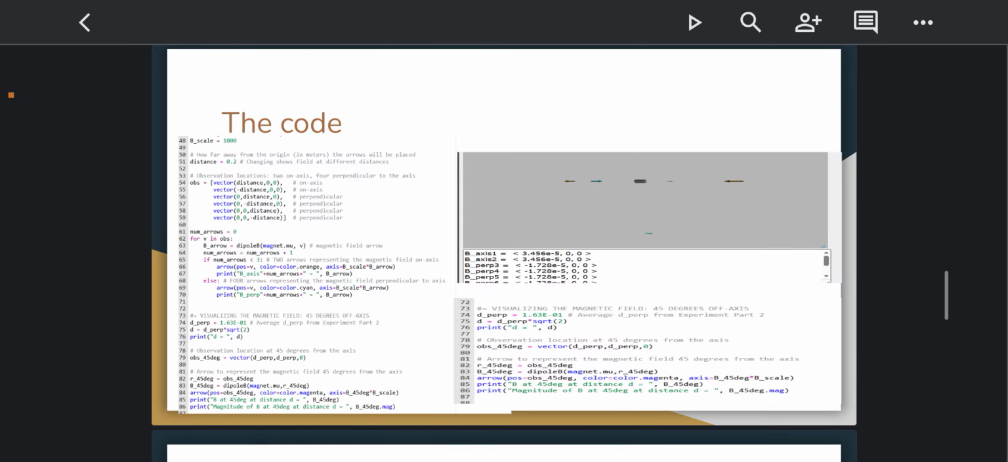Here's the code that goes along with the data. The code turns this into a mathematical, computational simulation model using the formulas that we know and plots the arrows based on this at certain distances. We get a nice diagram up here.